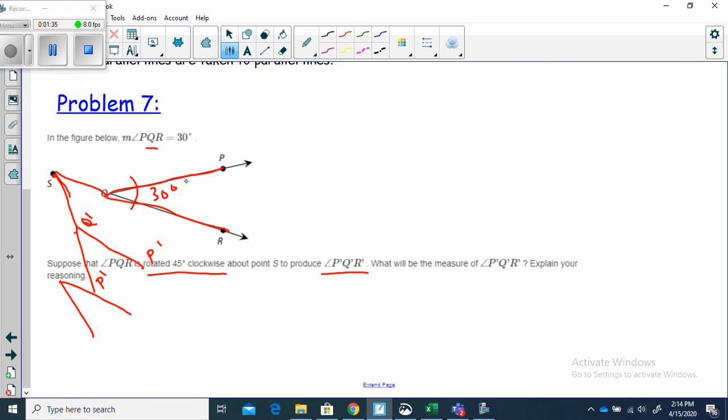Anytime I move it, all I'm doing is moving it. I am not changing the size nor the shape of it. So if that angle is 30 degrees before I rotate it, it will be 30 degrees after I rotate it.